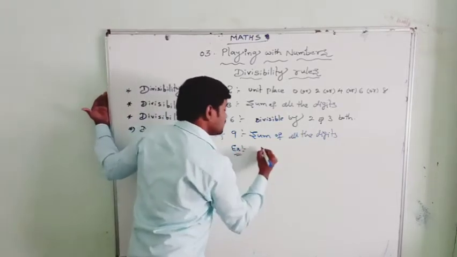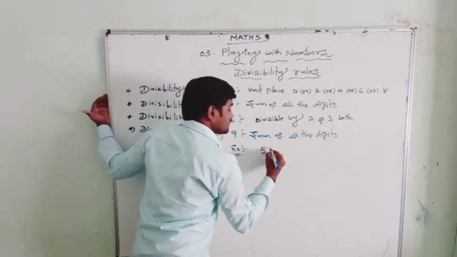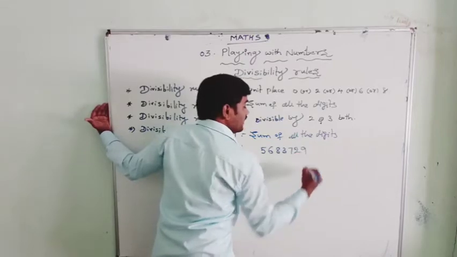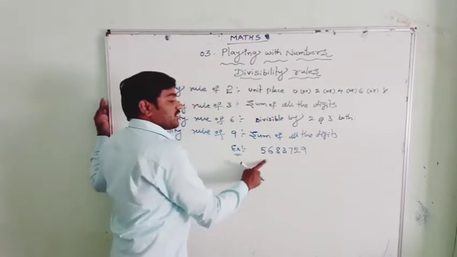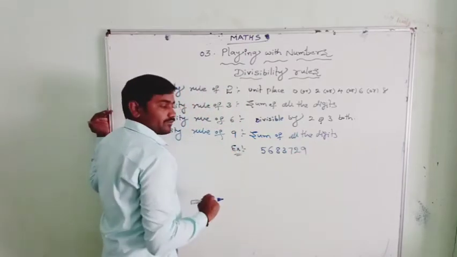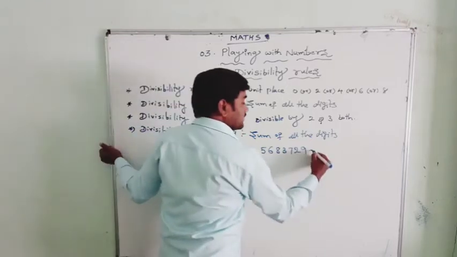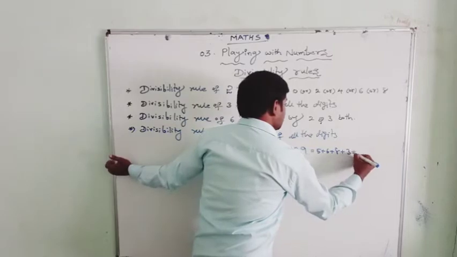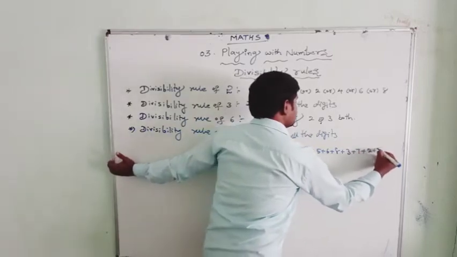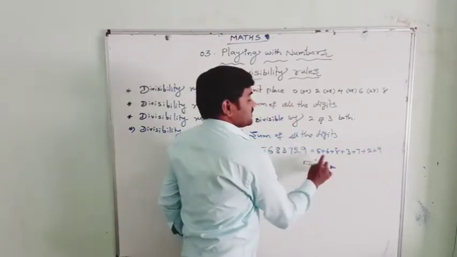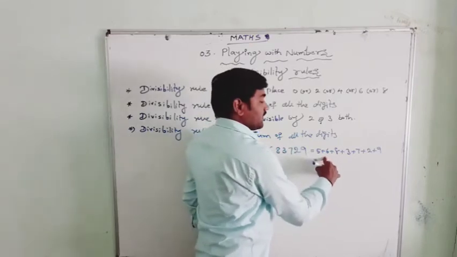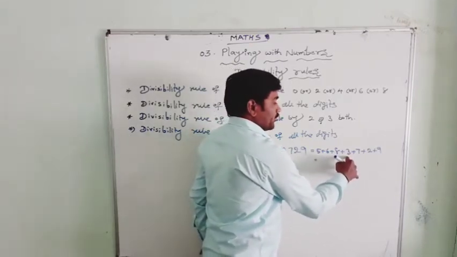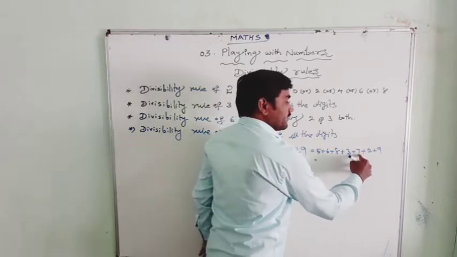I will give you here 5, 6, 8, 3, 7, 2, 9. Let me check this. Is this number divisible by 9 or not? So 5 plus 6 plus 8 plus 3 plus 7 plus 2 plus 9. What is the sum of these digits? 5 plus 6 is 11. 11 plus 8 is 19. 19 plus 3 is 22. 22 plus 7 is 29.